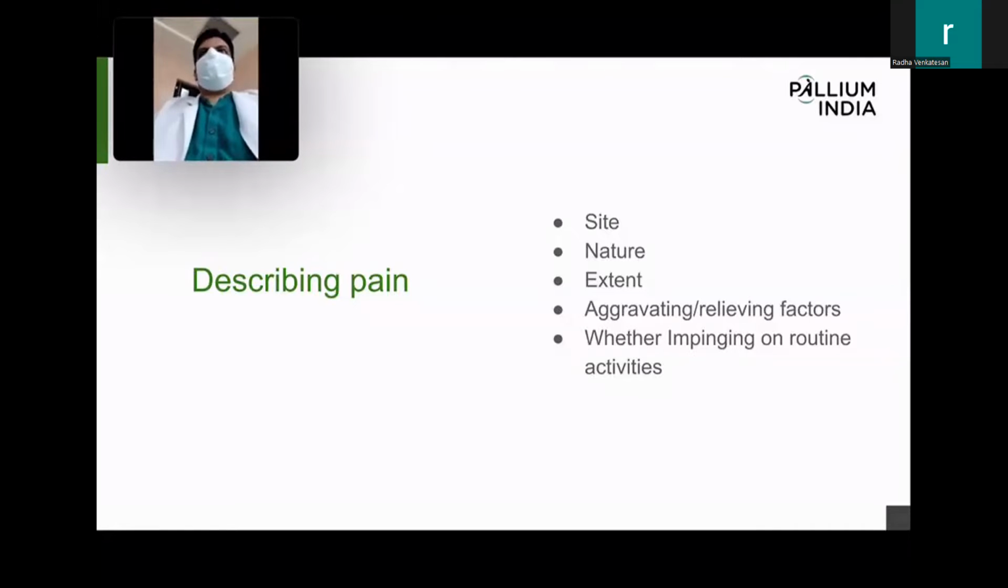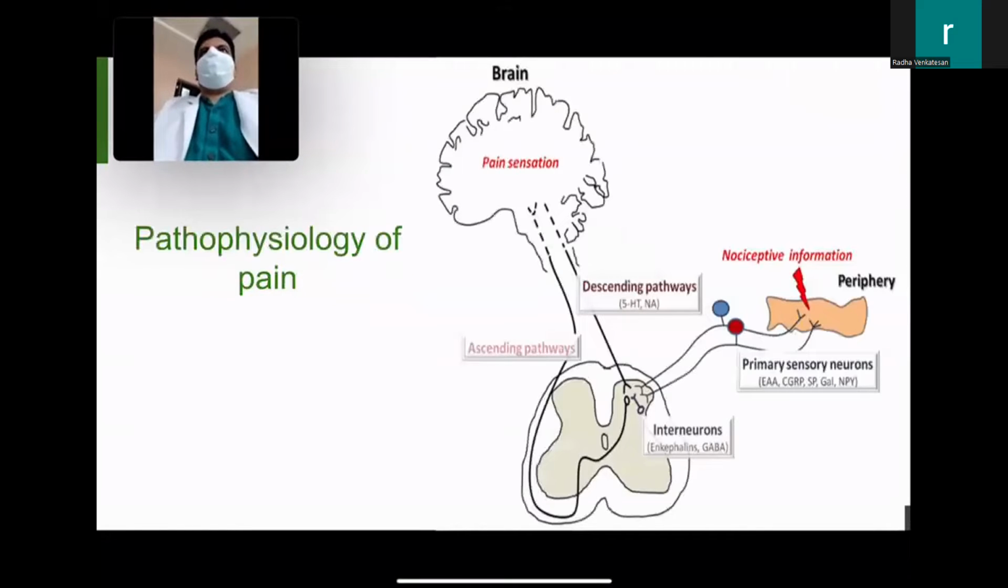Next is a diagrammatic representation of what pain is, and its physiology and pathophysiology. All of you know this, but with a diagrammatic representation, we will get a quick idea. See, from the picture, you can see it. You have nociceptive information coming from the periphery.